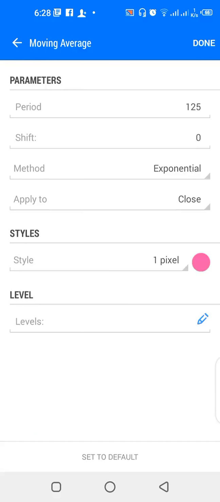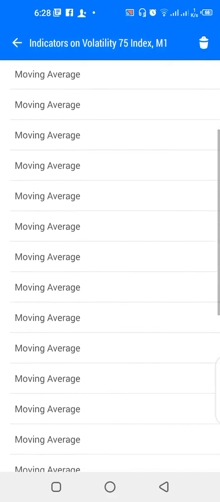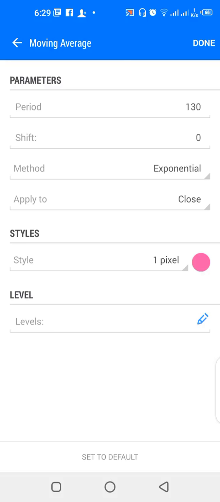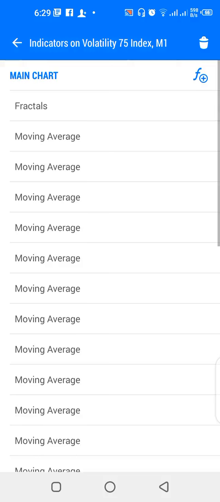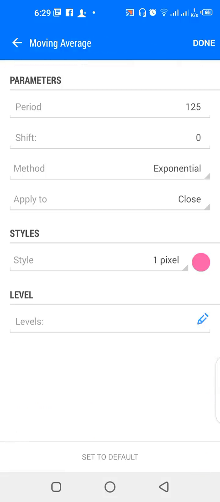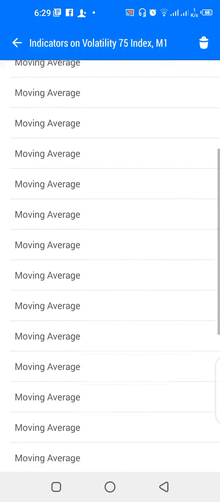Okay, so the 14th one is 130 EMA, color is pink. And the 15th one is 125 EMA, color is also pink.